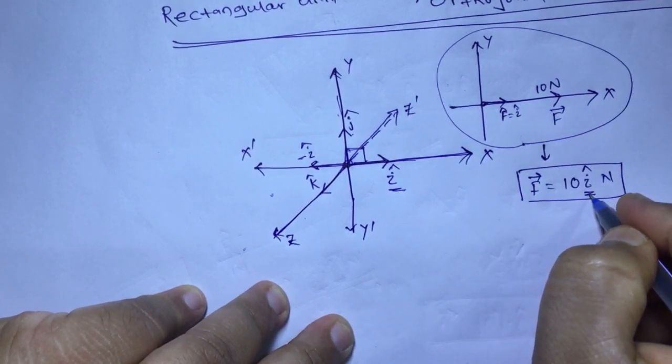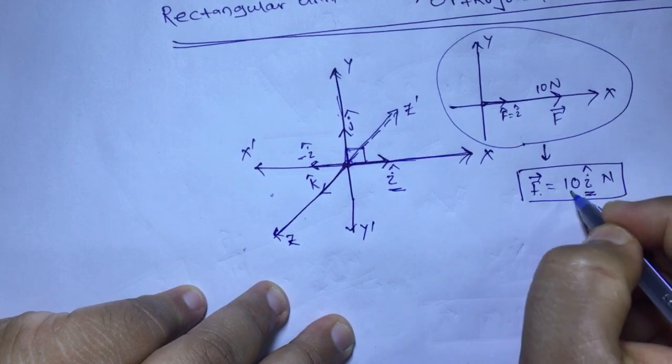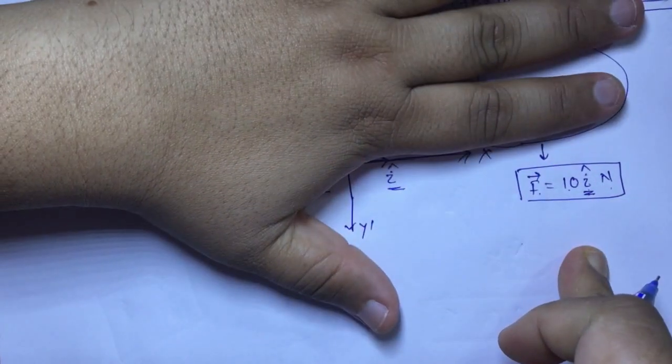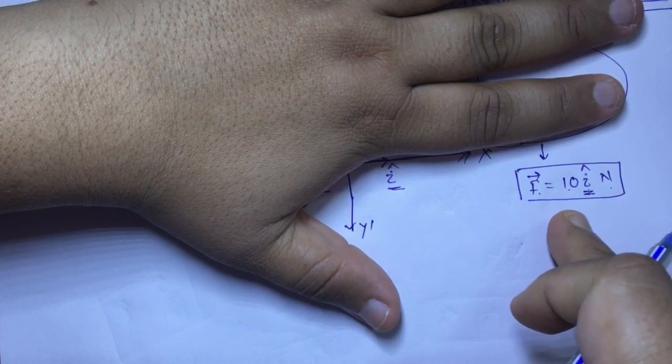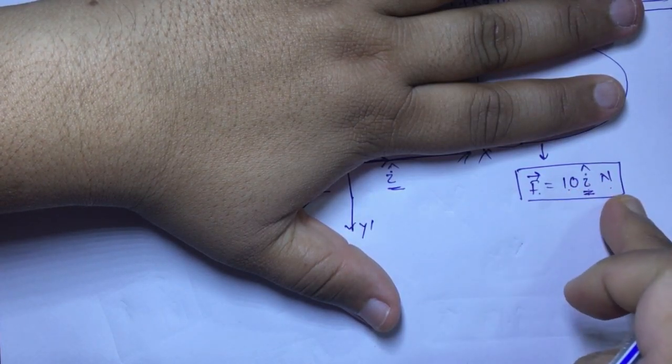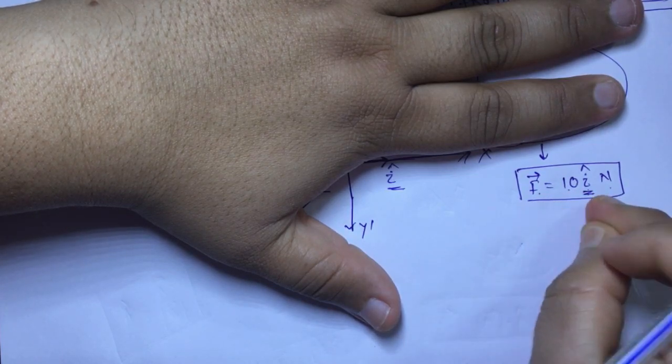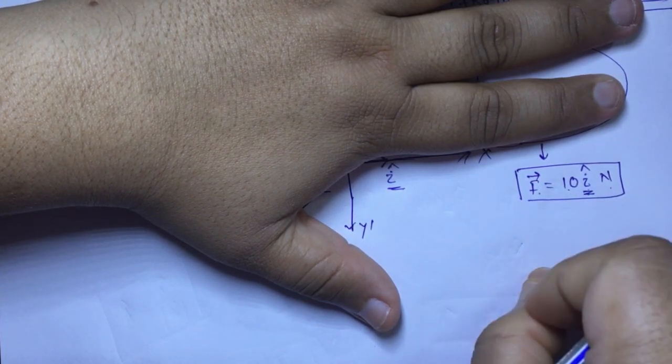particular definition. So if someone writes F vector equal to 10 I cap Newton, he doesn't have to draw this diagram to explain along which direction it went. If it is 10 I cap Newton, then obviously it is a force vector along the x axis having a magnitude of 10.